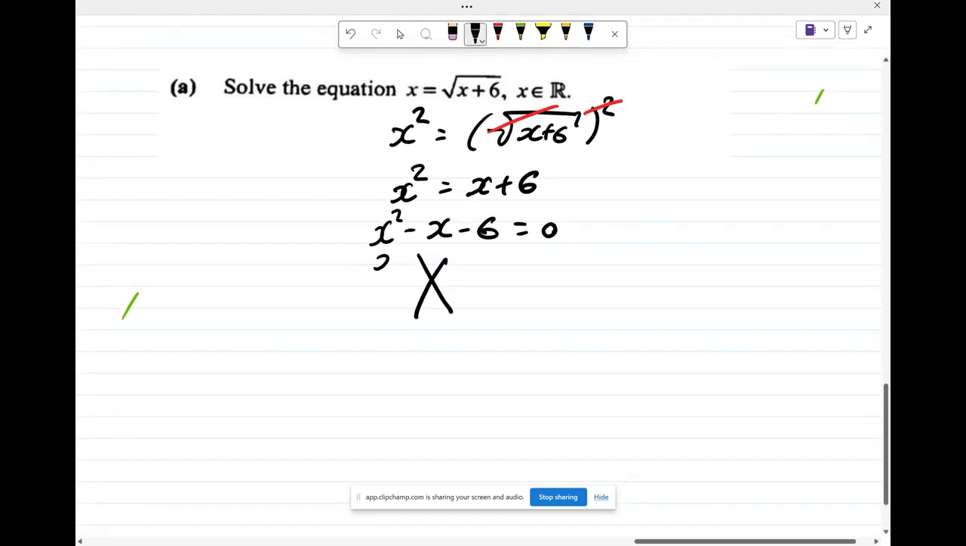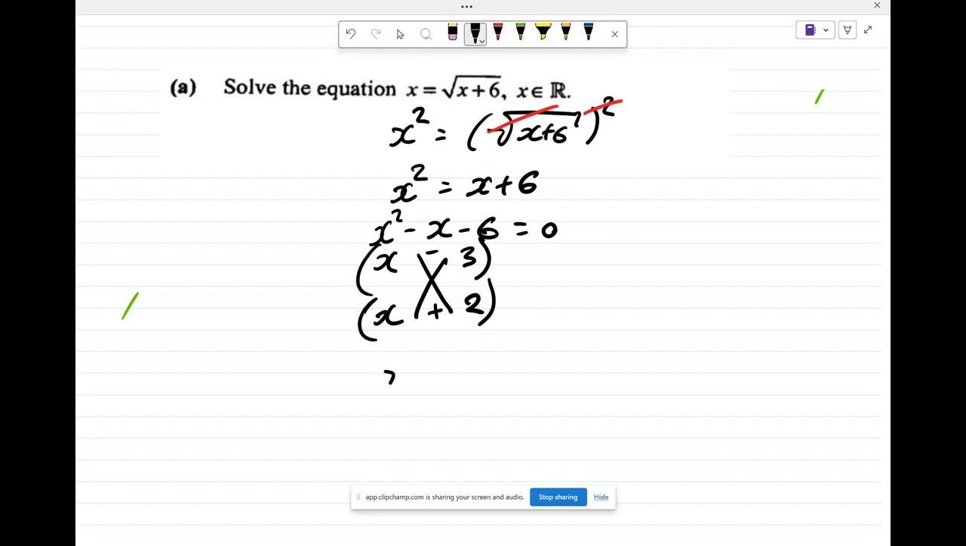So what times what is x squared? That's x times x. 3 times 2 seems like a good guess to give us minus 6. And how are we going to get minus 1 in the middle? Well, we can do plus 2 minus 3. So these are our factors. So the quadratic can be written as x minus 3 and x plus 2 is equal to 0.